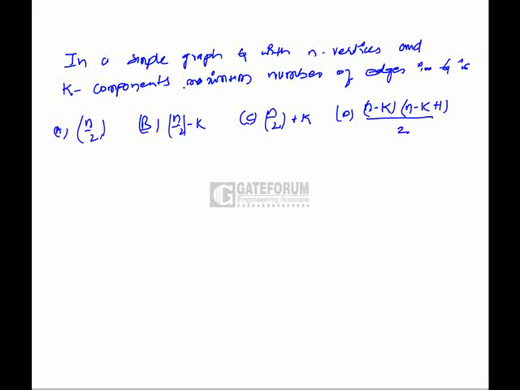K components, maximum number of edges in G is. There are 4 options given. It is given that graph G contains n vertices and K components.